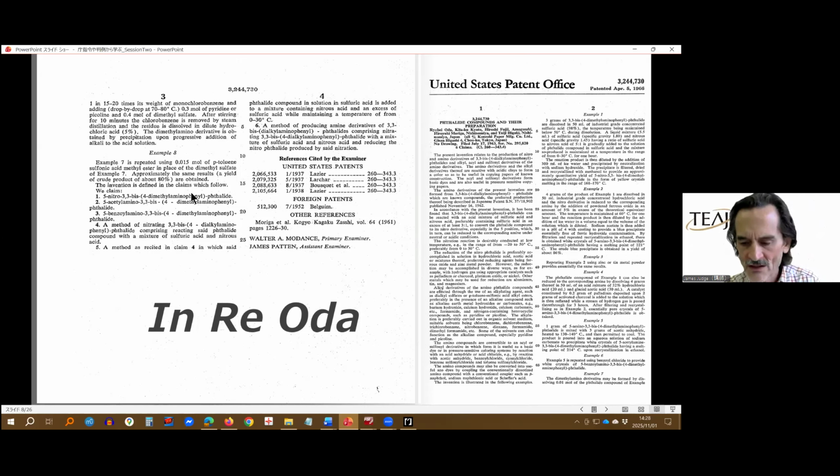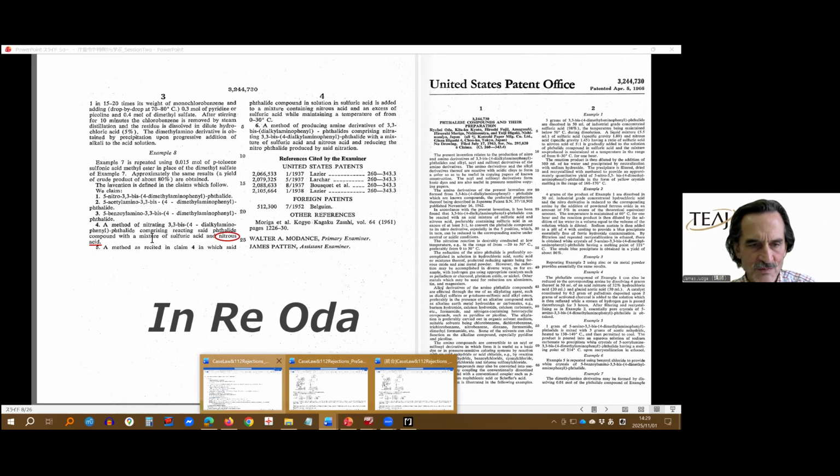And the problem was here in the third dependent claim. That claim said that the particular chemical compound, they're called phthalides, I think is how it's pronounced, is nitrated with a mixture of sulfuric acid and nitrous acid. The whole problem was this word nitrous. And what is the problem more specifically?